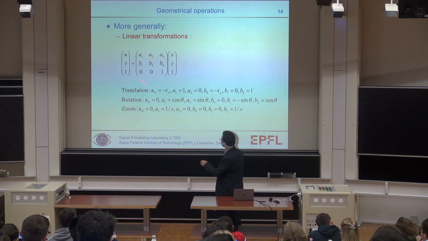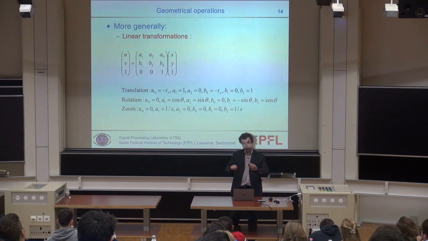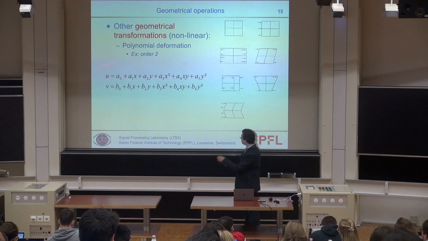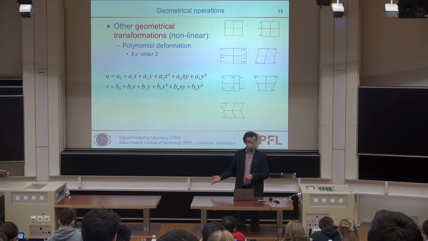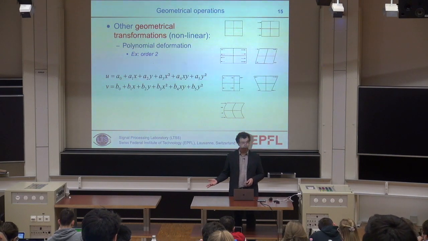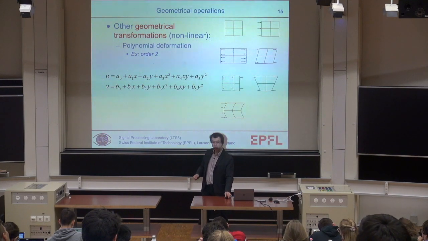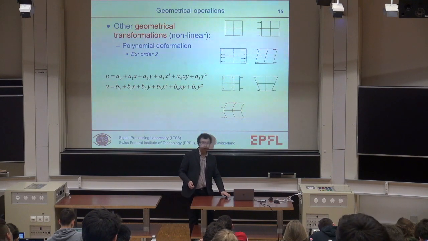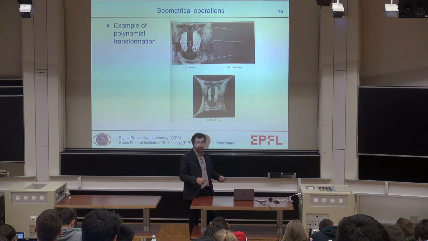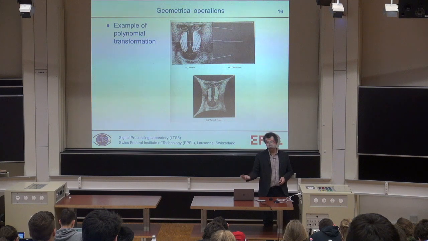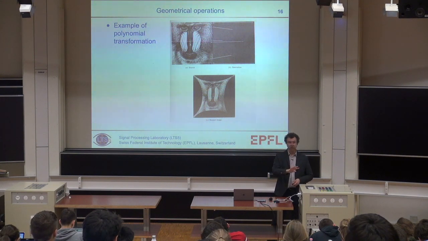And if you make this inverse transformation more complicated with more parameters, you can, for instance, say my inverse transformation is a second-order polynomial of the original coordinates. And by playing with the parameters A and B, you can create strange deformations of your image. So always work with the inverse geometrical transformation.